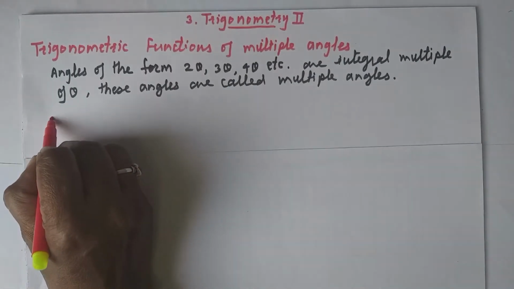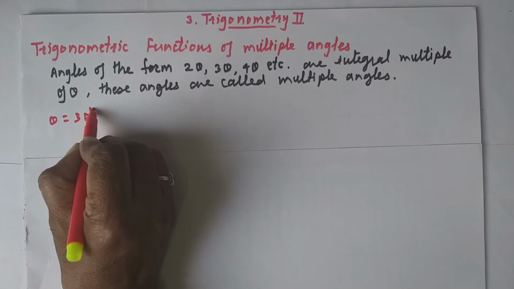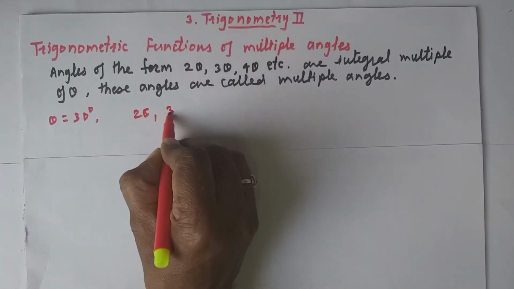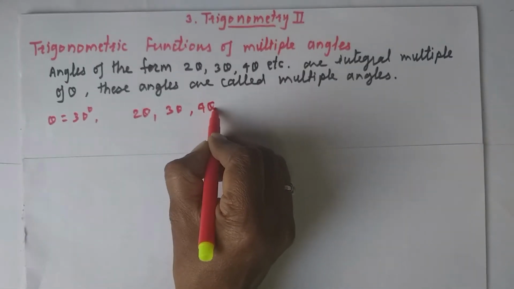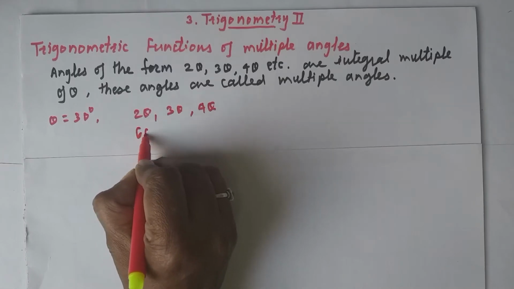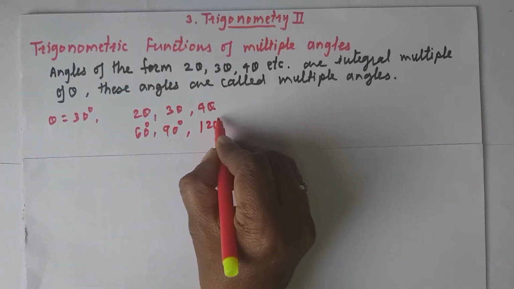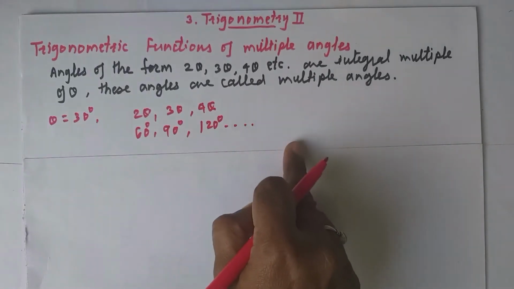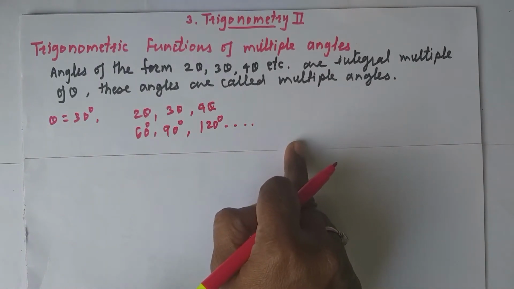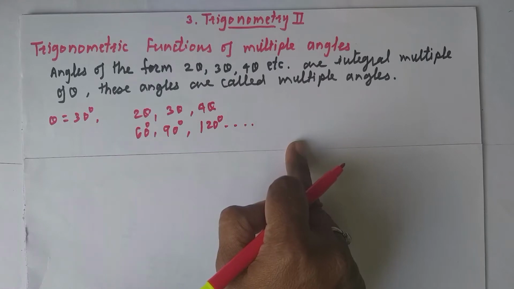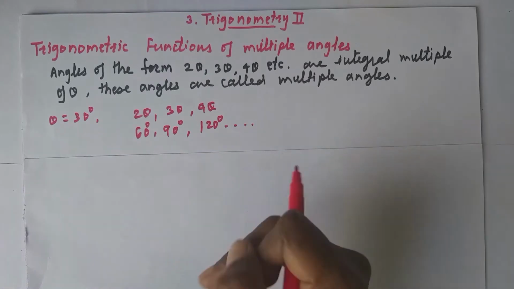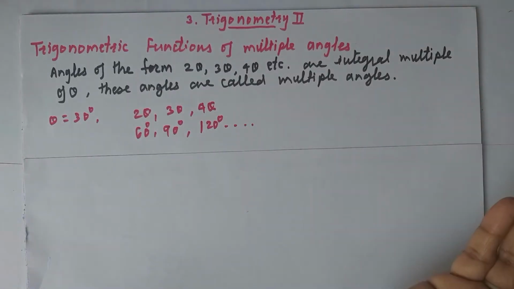Suppose the angle theta is 30 degrees. Then 2 theta, 3 theta, 4 theta mean what? 2 times 30 means 60 degrees, then 90 degrees, then 120 degrees. These angles are called multiple angles of theta. If the given angle is theta and we take 2 times, 3 times, that is, integral multiples, then these types of angles are called multiple angles of the given angle.